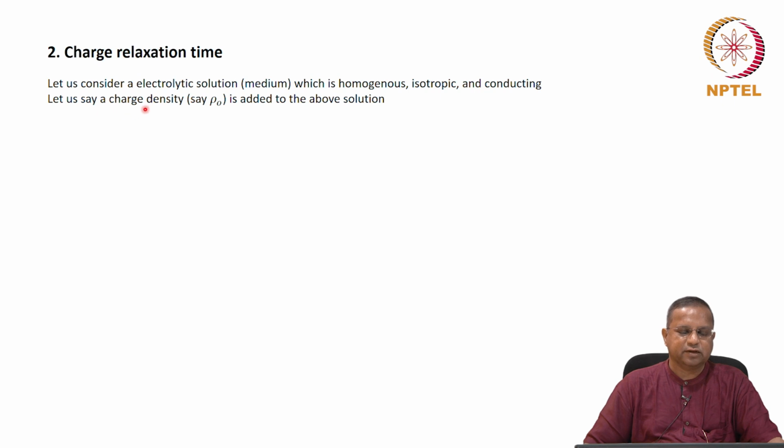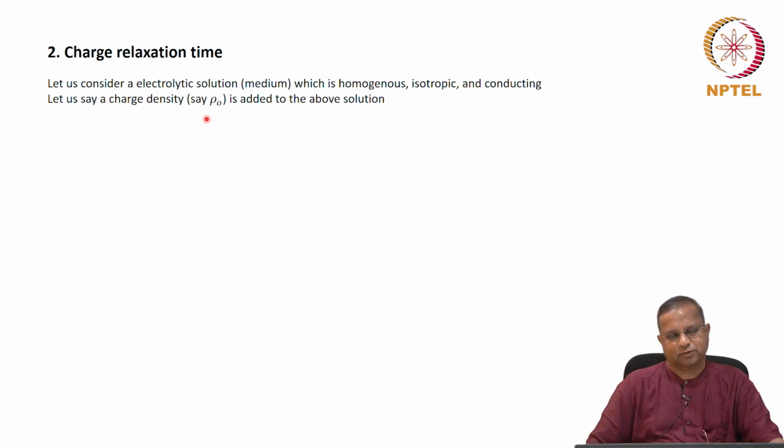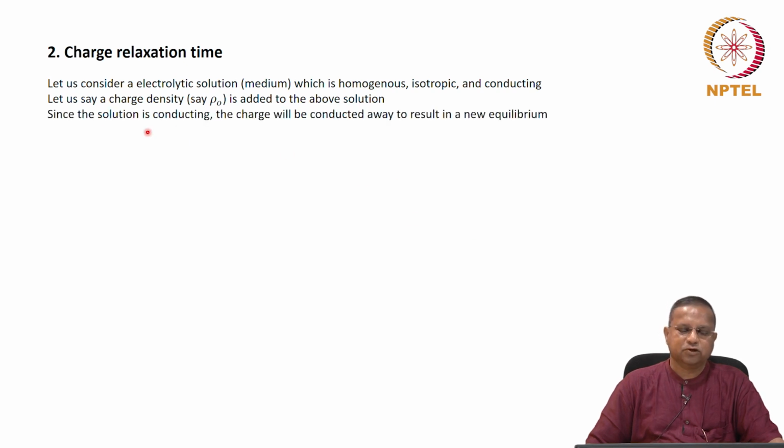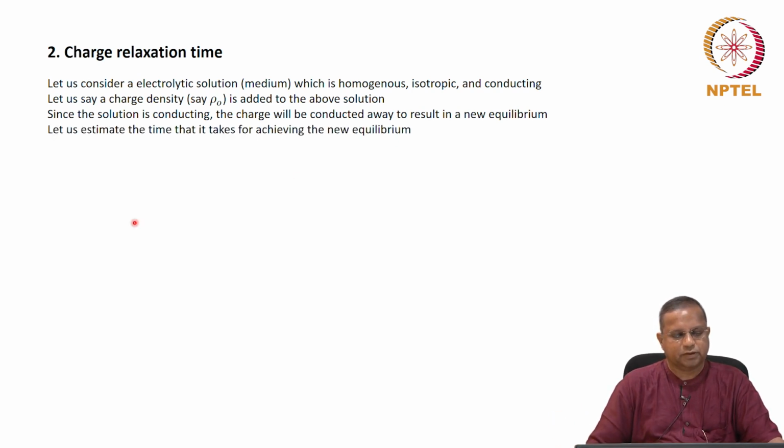Now let us say that a charge density of rho 0 is added to the above solution. This is net charge density, rho 0, added to the above solution. Since the solution is conducting, the charge will be conducted away to result in a new equilibrium. That's quite straightforward. And we are going to estimate the time that it takes for achieving the new equilibrium.